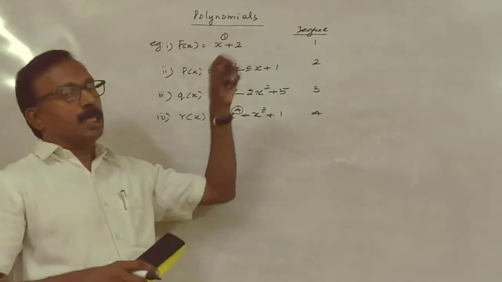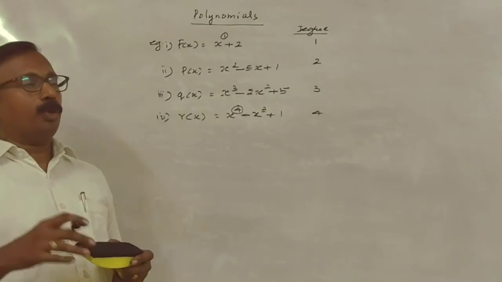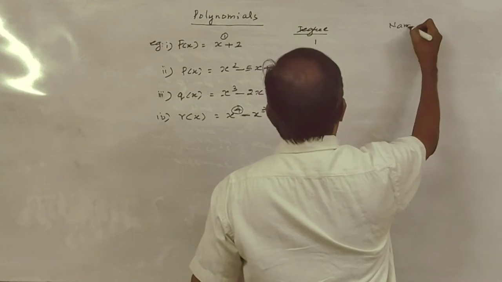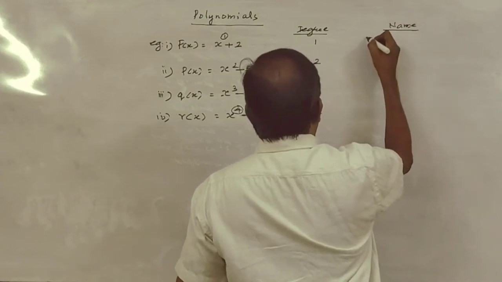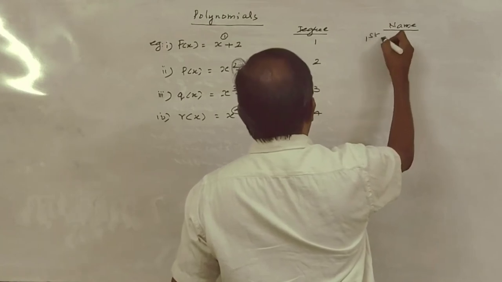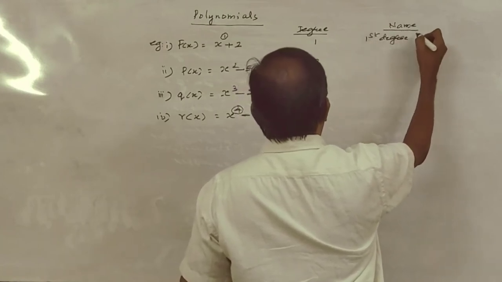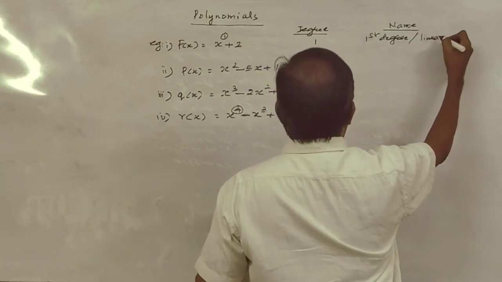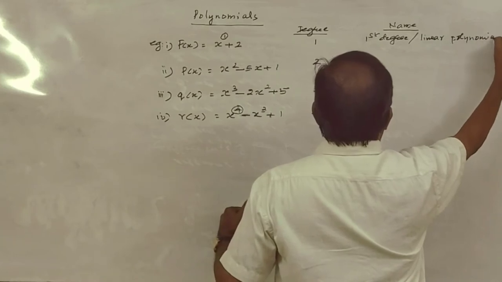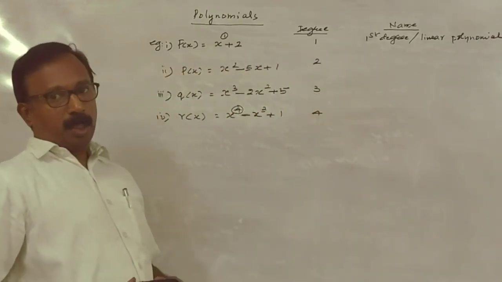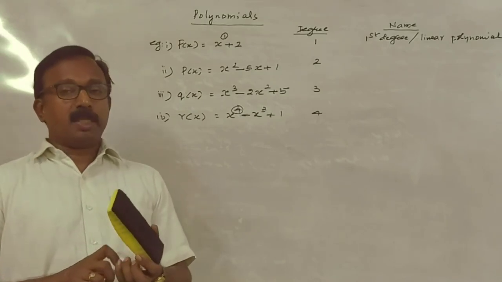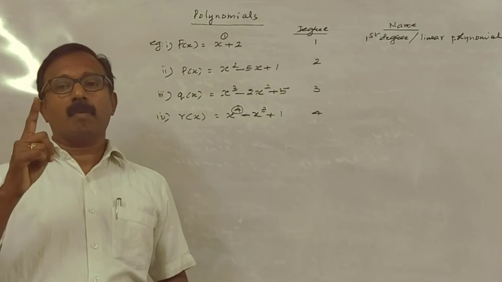Here, if the degree is 1, then the polynomial is known as first degree or linear polynomial. That means a linear polynomial means a polynomial which has degree 1.